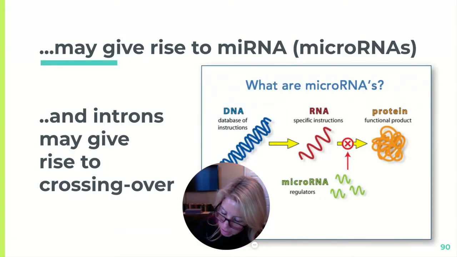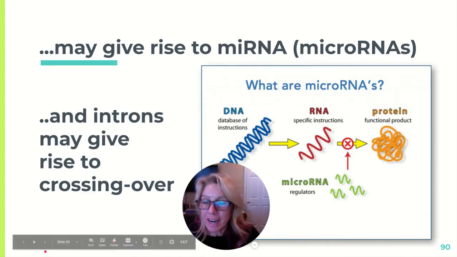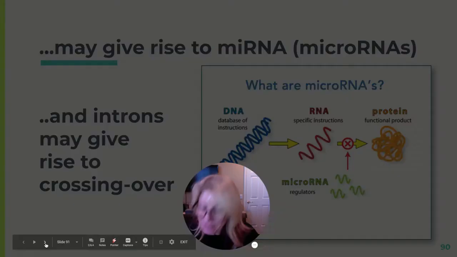So on your notes, some give rise to microRNAs, which are small molecules involved in regulating the translation of mRNAs by binding and blocking their translation, and may also encourage crossing over in meiosis. All right, and I gave the rest of that in your notes. I think we're good on that.